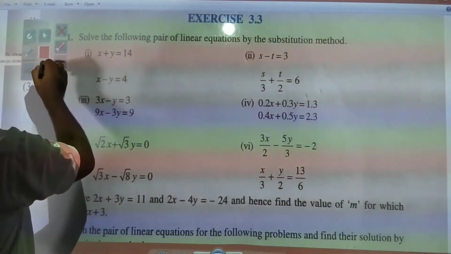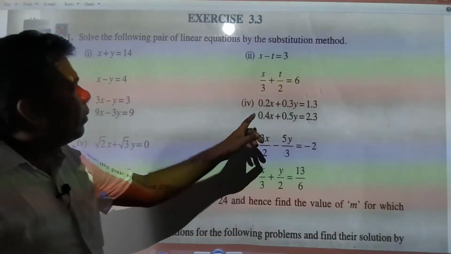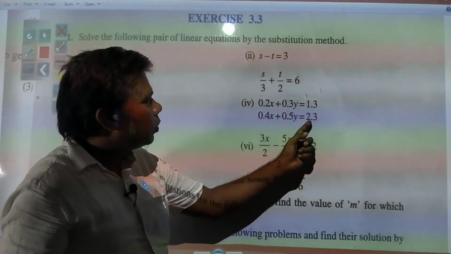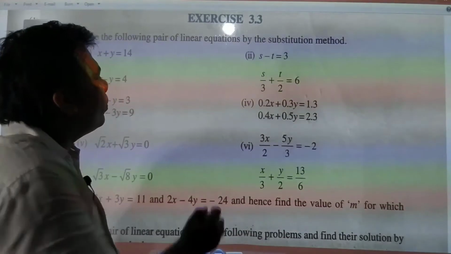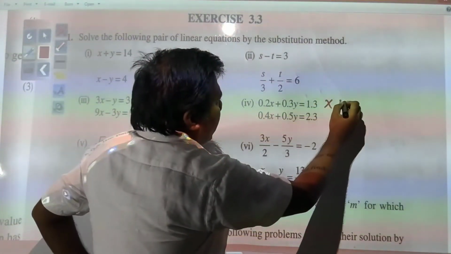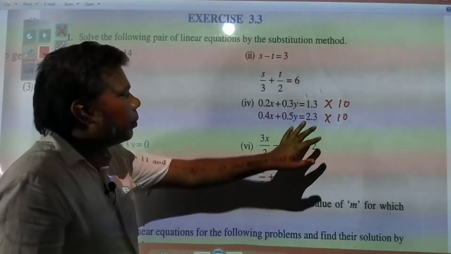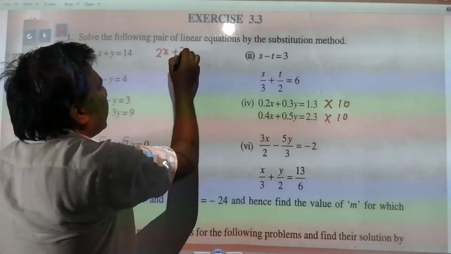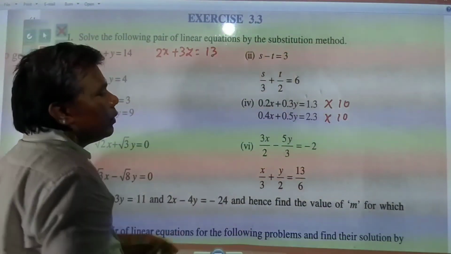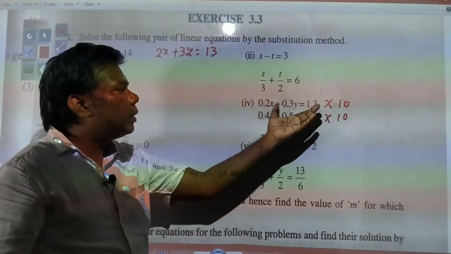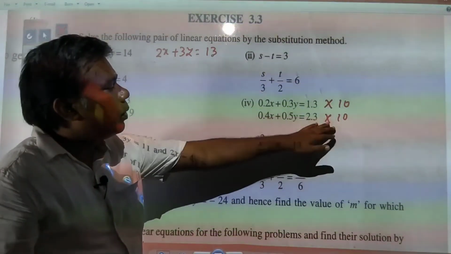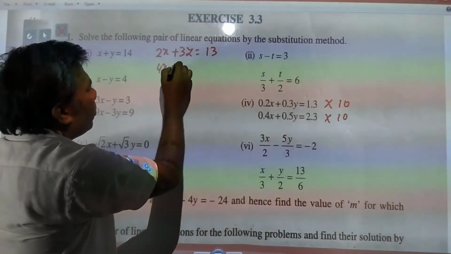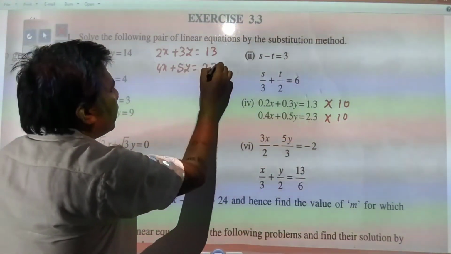Next you see, next you have 0.2x plus 0.3y is equal to 1.3 and 0.4x plus 0.5y is equal to 2.3. Here what you need to do is multiply this equation by 10. If you multiply this equation by 10, what will you get? 2x plus 3y is equal to 13. It will be easier this way; without multiplication also you can solve, but it will be easier if you multiply and then solve. And the second equation you will get 4x plus 5y is equal to 23.